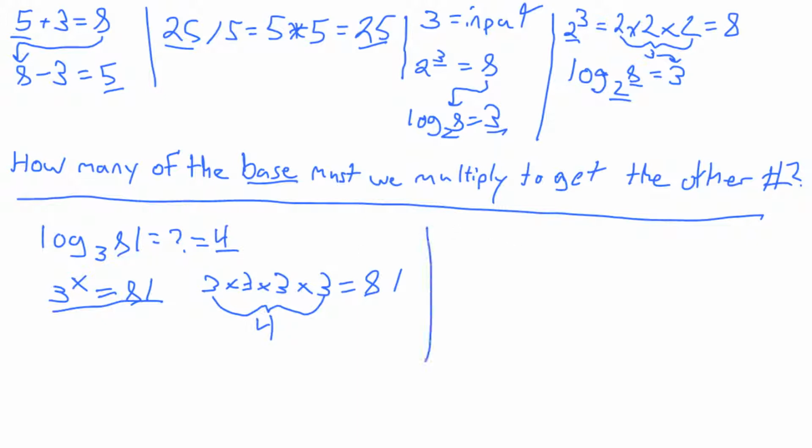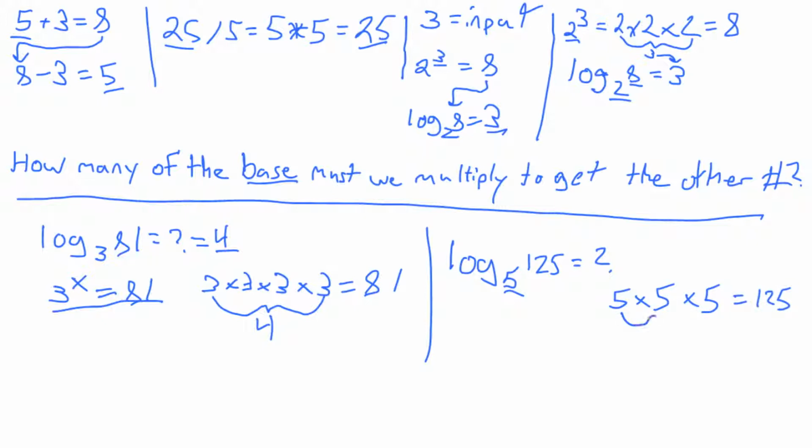And we'll try another example. Log base 5 of 125 equals what? So how many of the base must we multiply to get the other number? The base is 5. Let's just start multiplying and see if we can get close to 125. So 5 times 5 is 25, times 5 again is 125.